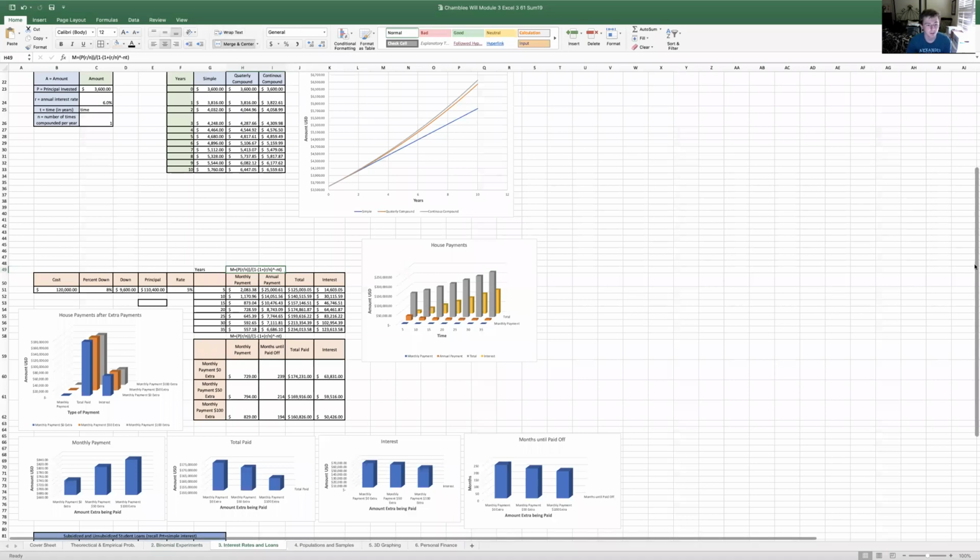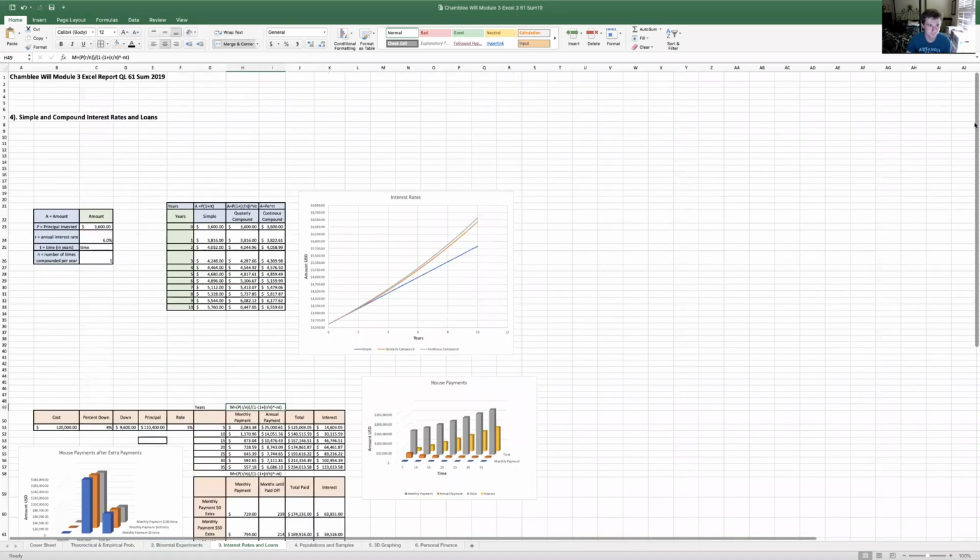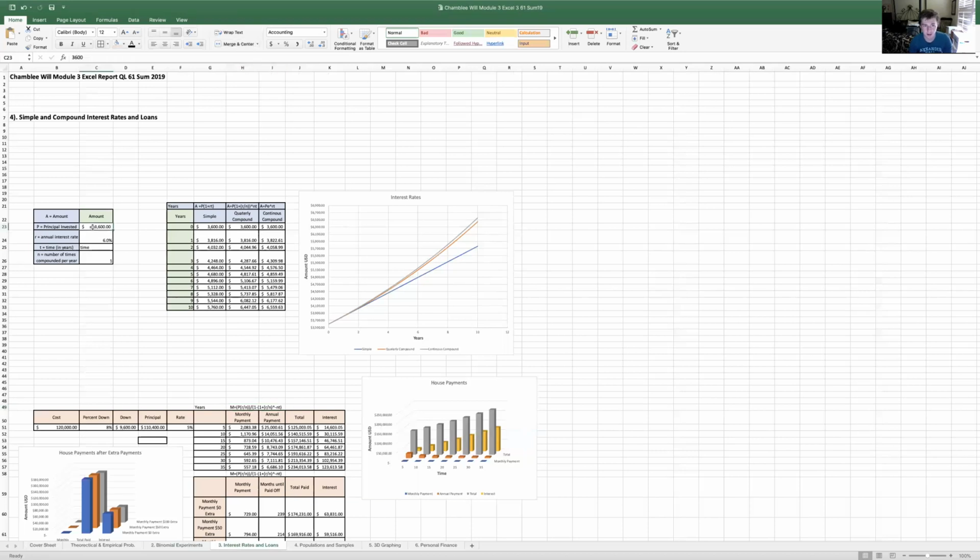All right, let's talk about interest rates and loans. Look at simple versus quarterly and compound. A simple interest rate means the interest rate is just based off the principal loan. So you're paying 6% more of the principal invested the entire time. So this line's going to stay linear.